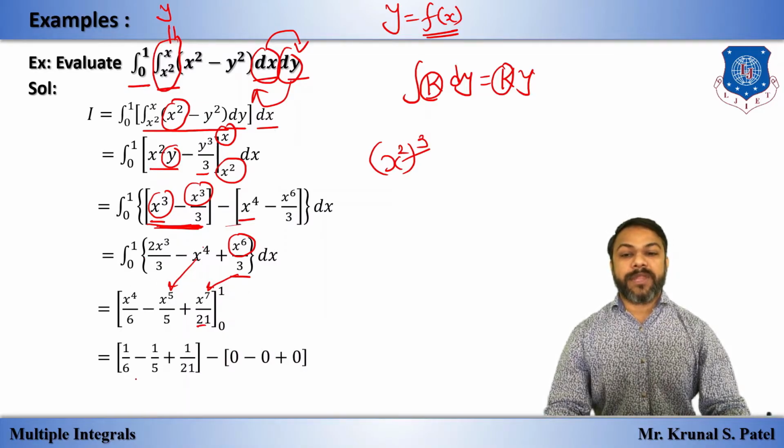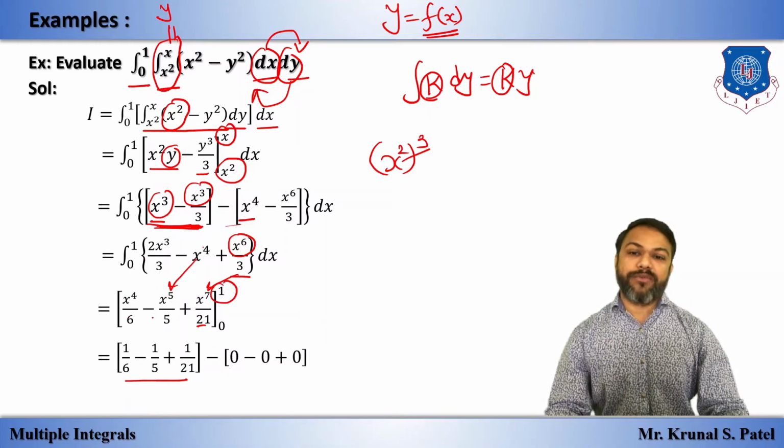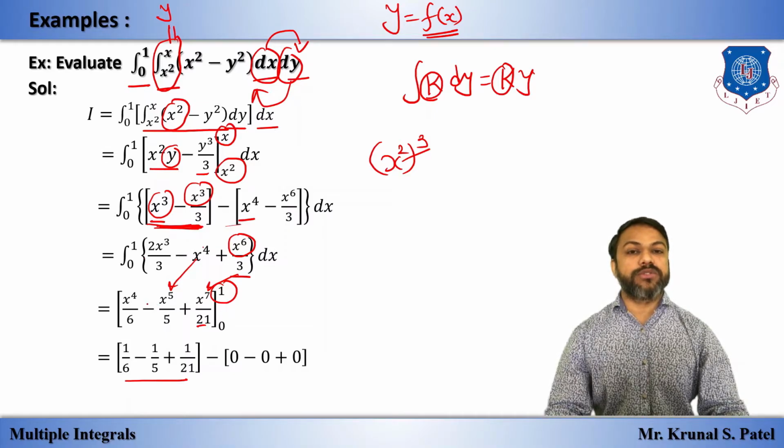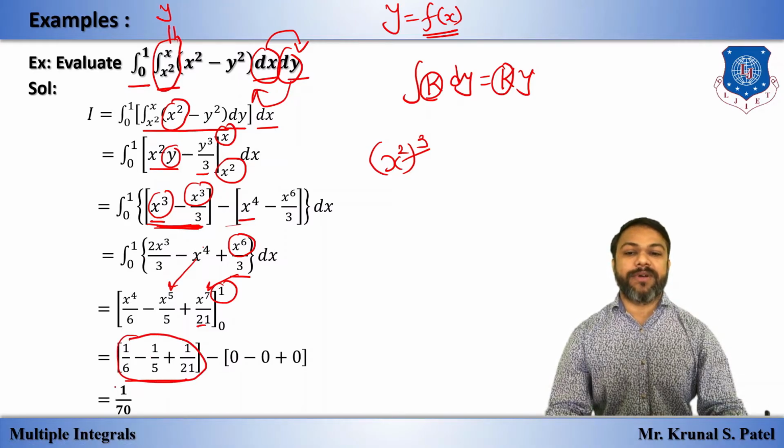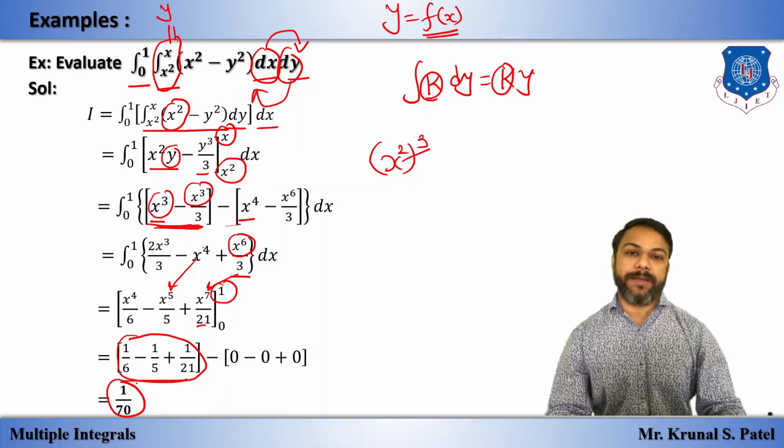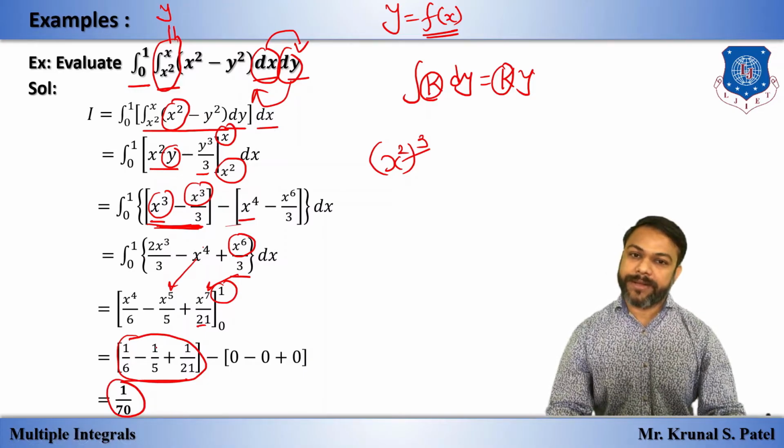If we put the upper limit 1, we get 1 by 6, 1 by 5, 1 by 21, and minus the lower limit 0, which gives 0. Now by taking LCM and simplifying these three terms, we have the final answer 1 by 70. You can check with your calculator.